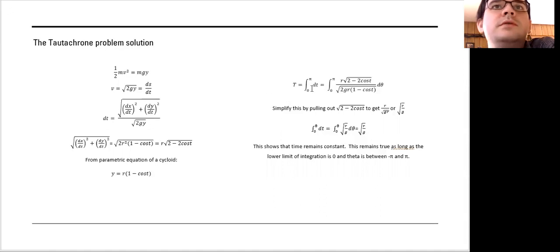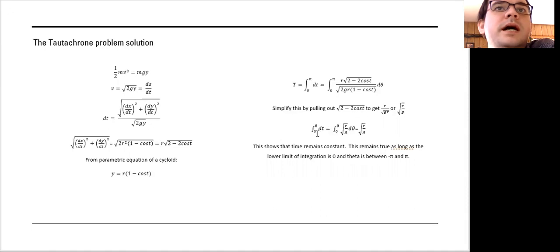The time is going to be equal to the integral from 0 to pi of r times this value divided by this. You can see the top and bottom here both have a square root of 2 minus 2 cos t, so we can pull that out of there, and it turns out that the final term doesn't even have any t in it, so it's going to be independent of time.